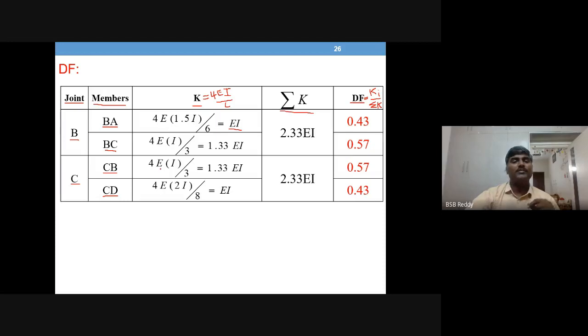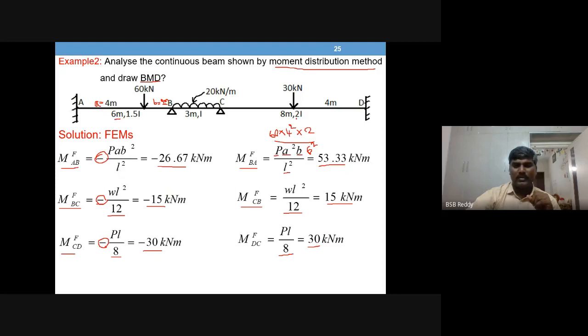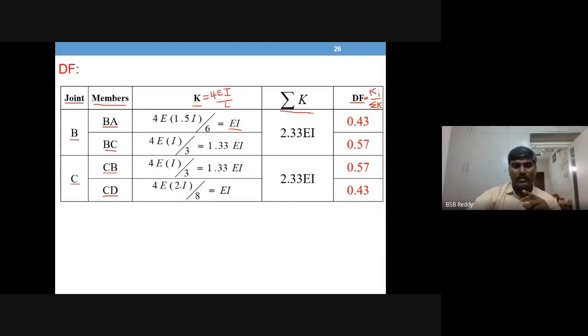Similarly, CB, 4EI by L, same value. For CD, it is 4EI, I means 2I for CD. So 4EI by L is 8, so it is EI again.